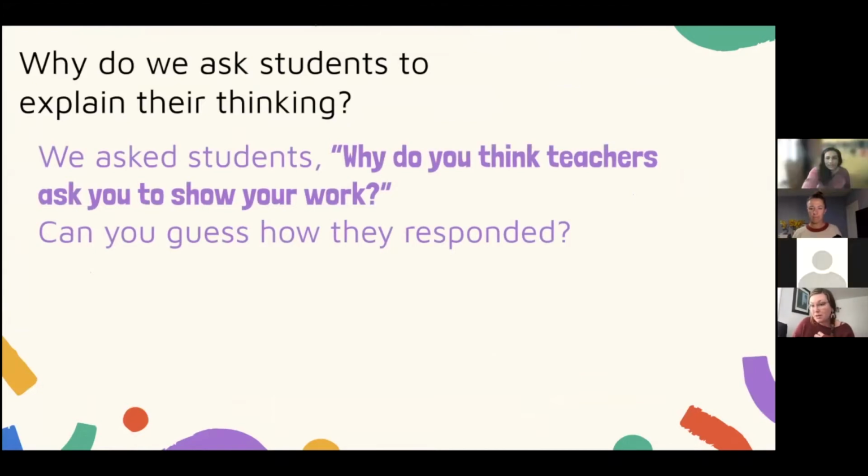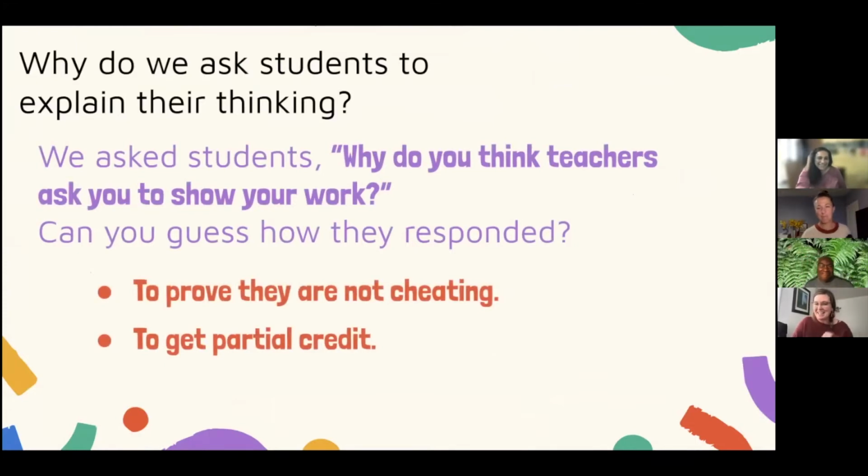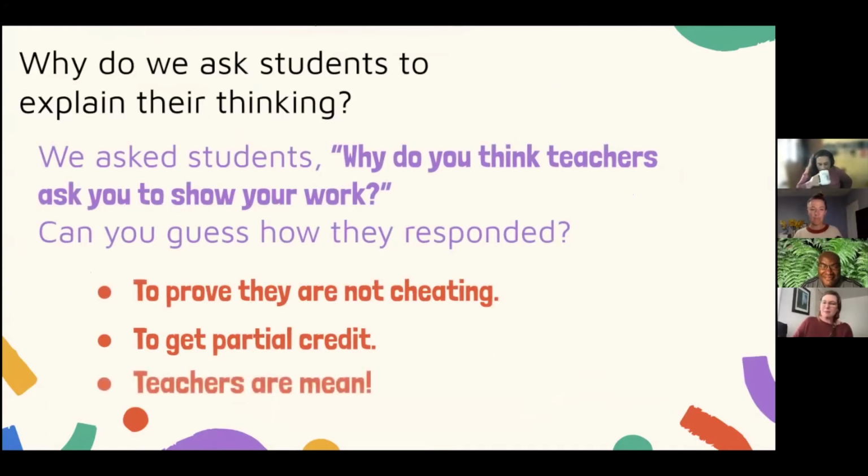They think that we think they cheated. Yeah. They think maybe to prove they're not cheating, we got to show our work. Or maybe to get a little bit of credit. Or maybe because teachers are super mean. Math teachers are mean. They're making me write. I have to write in all my other classes.